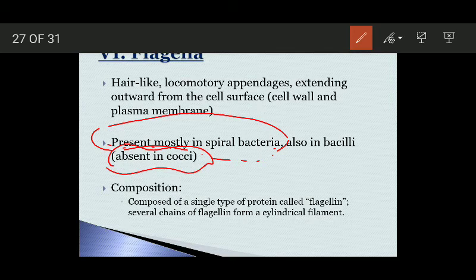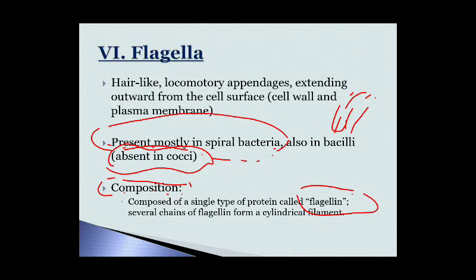Now their composition. What are they composed of? The bacterial flagella are composed of a single type of protein called flagellin. You have to remember this point. Several chains of flagellin form a cylindrical filament. Many such chains come closer to each other and form a filament-like structure. So remember that the bacterial flagellum is composed of a protein called flagellin, and chains of flagellin proteins come together and form a cylindrical filament.